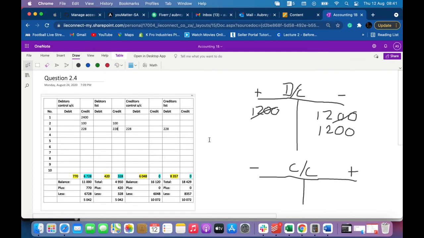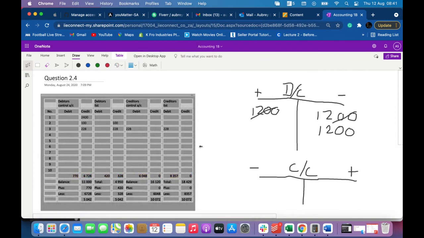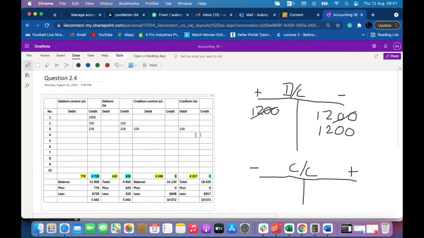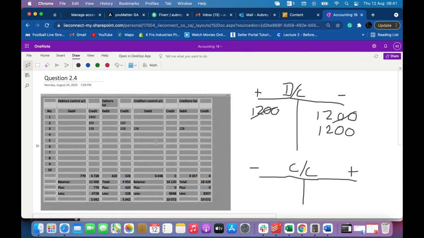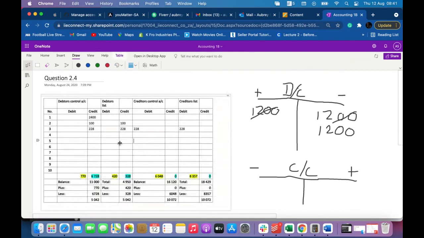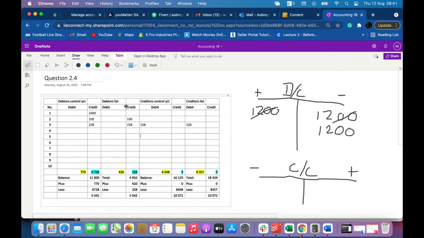Okay, let me just try to open this a bit more. Okay, there we go. I think that looks neater.